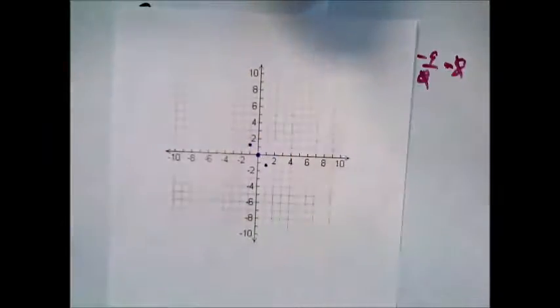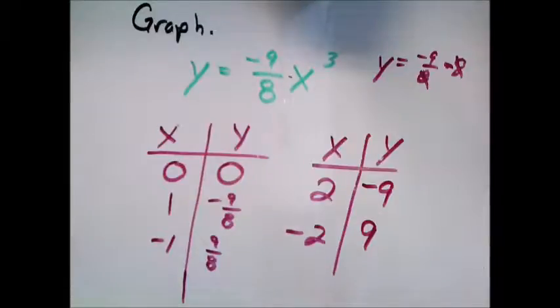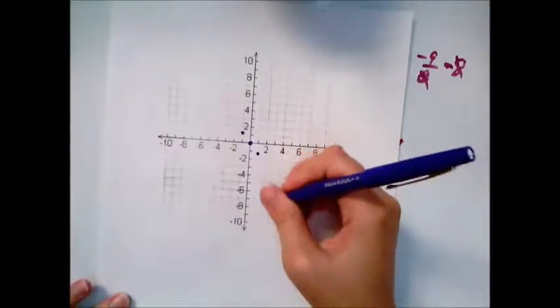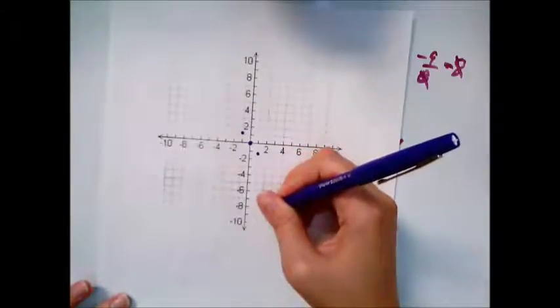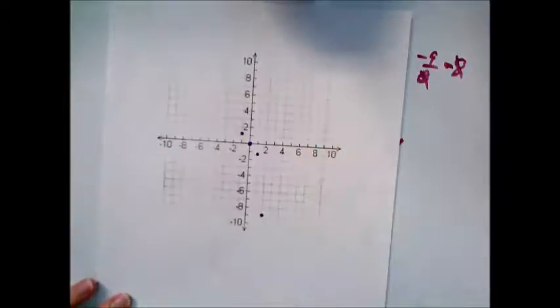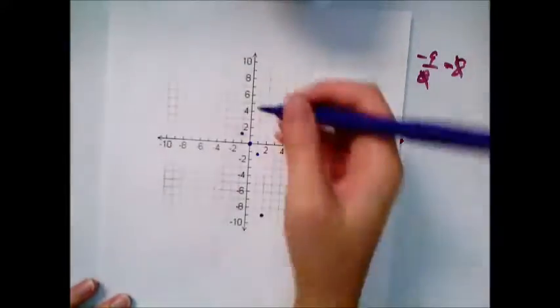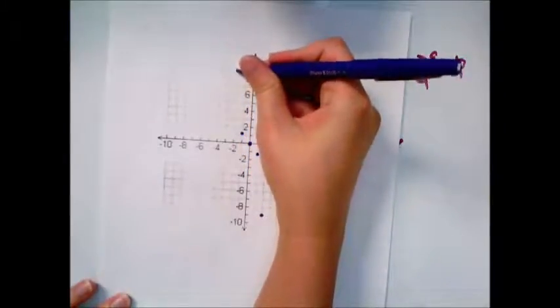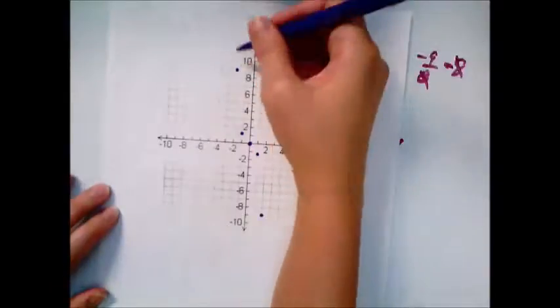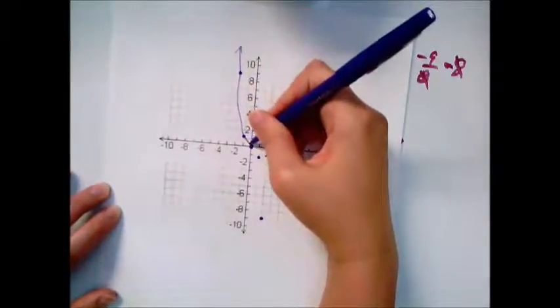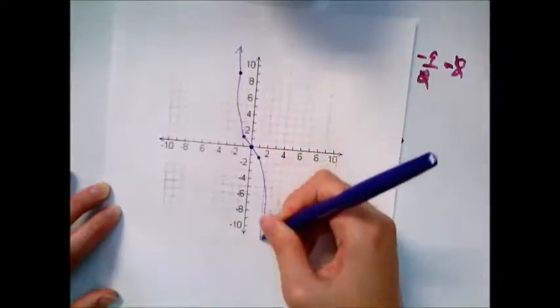And then our last 2 points were 2, negative 9, and negative 2, 9. So if I go over 2, I end up down 9, so right about there. And then if I go back 2, I end up 9, so right about there. And so I can connect all the dots and see all the cubics here look kind of like this little curvy shape.